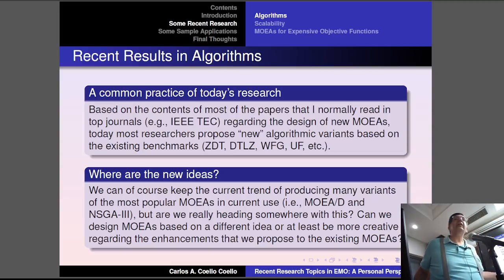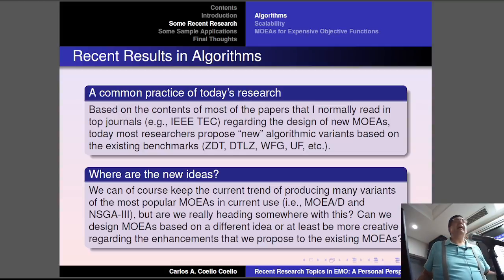And this is becoming increasingly difficult to publish, not only to do, but to publish, because there is a whole methodology to publish on EMO that requires a validation with a certain number of test problems, with a certain number of performance indicators, and people are not focusing enough on the idea. They are focusing more on the methodology, which is very bad, of course, for the field.